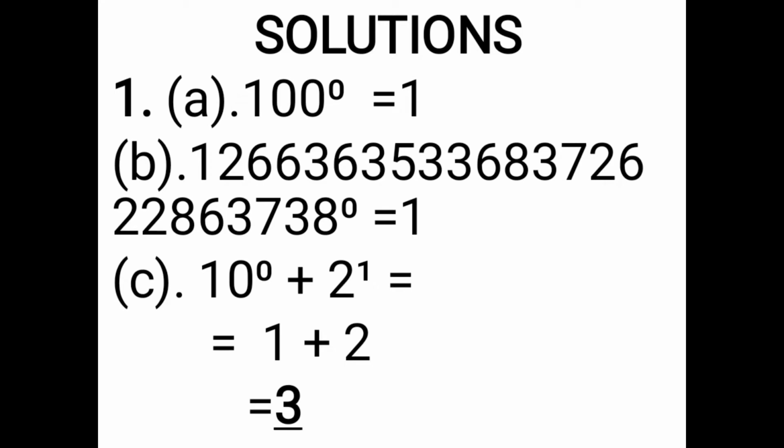Solutions. Question 1. Since we know that any real number power 0, the answer is 1, question 1A gives the answer 1. Question B is also a real number, so 1A and B have the same answer, 1. Question C: 10 power 0 plus 2 power 1. Any number power 0 is 1, so 10 power 0 gives 1, and 2 power 1 is 2. 1 plus 2, the answer is 3.